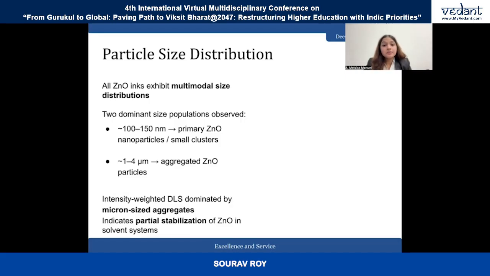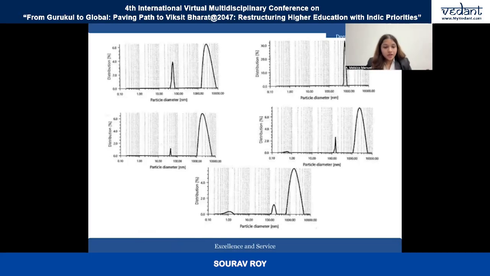DLS results showed that all zinc oxide inks exhibit multimodal particle size distributions. Two main size populations were observed: 100 to 150 nanometers, corresponding to nanoparticles or small clusters, and 1 to 4 micrometers, corresponding to agglomerated particles. Here are the graphs for the same.